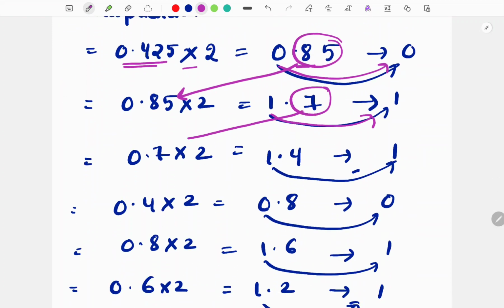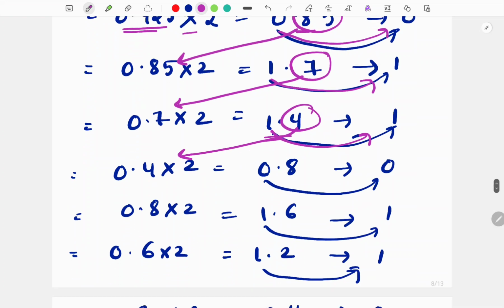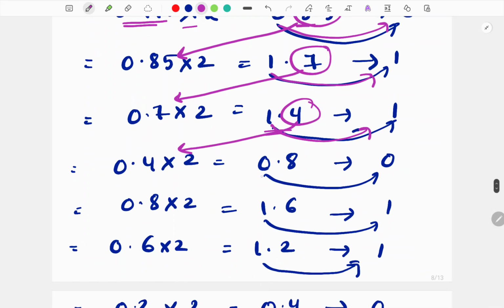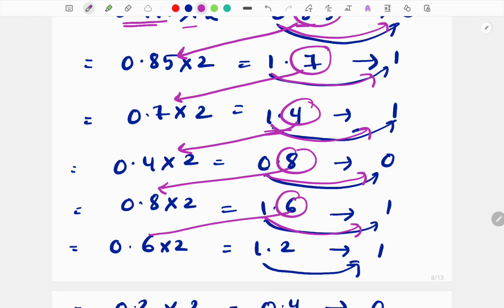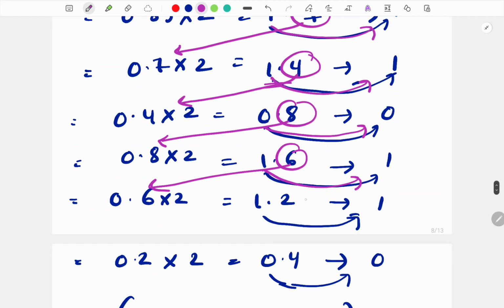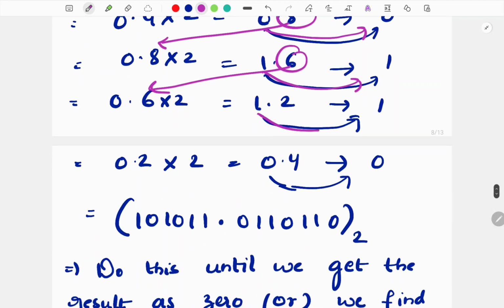Just take the fraction part every time and take the integer part this side. So 0.7 into 2 is equal to 1.4. Again take the integer part and take the fraction part here. 0.4 into 2 is 0.8. Again 0.8 into 2 is equal to 1.6. Take the integer part here and fraction part here. 0.6 into 2 is equal to 1.2. Take the integer part here, fraction part here.